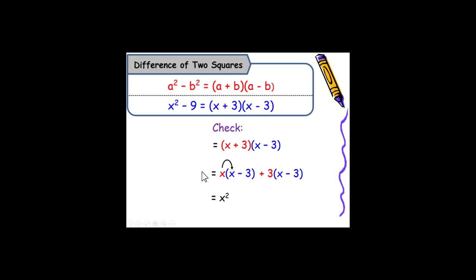X times x is x squared. X times a minus 3 is minus 3x. Plus 3 times x is plus 3x. And plus 3 times a minus 3 is minus 9. Combine our like terms, we have x squared minus 9. Let's take a look at another example.